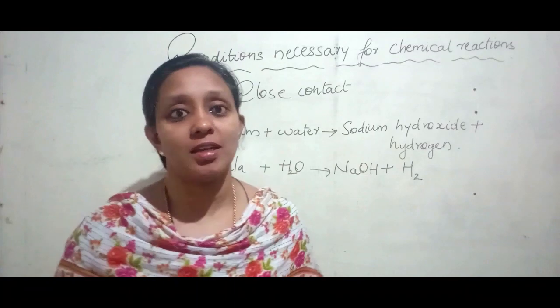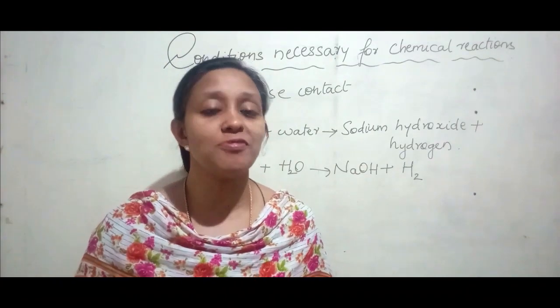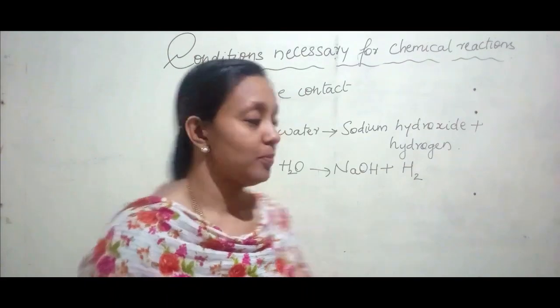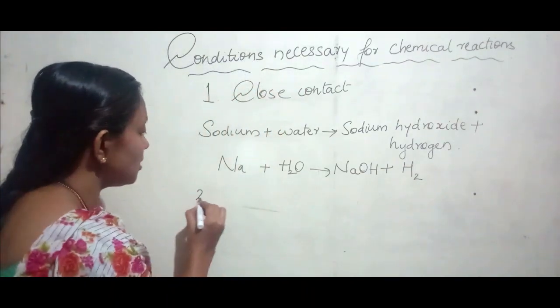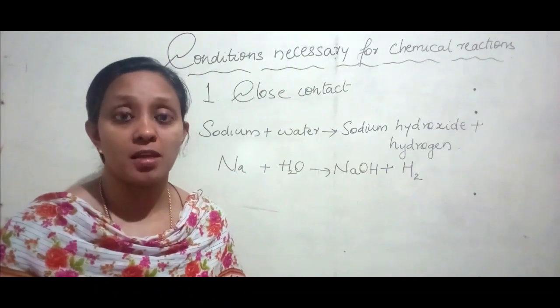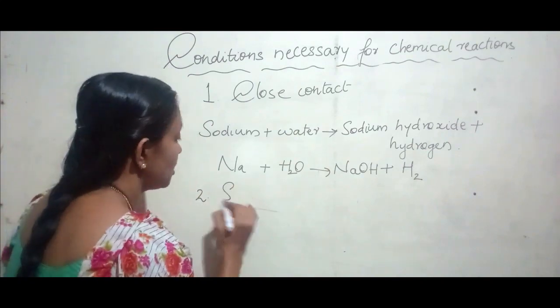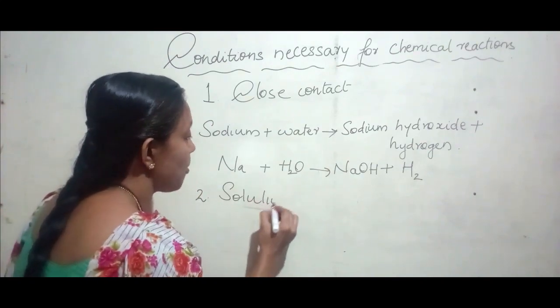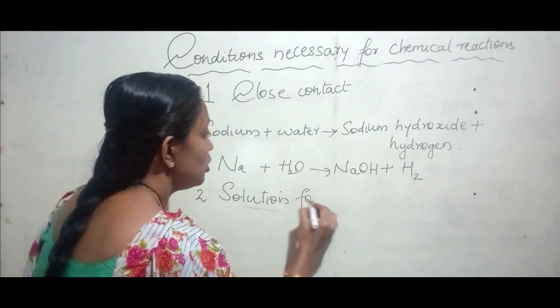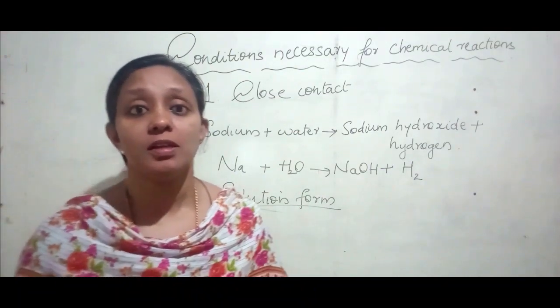Now moving on to the second condition. The second condition is the solution form. That is, for certain other chemical reactions to occur, the reactants should be taken in their solution form. Okay, so the second condition is solution form. I shall simply tell you a very simple example.